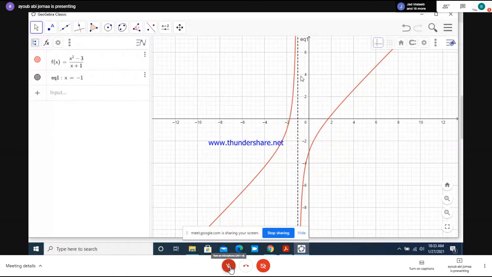Here you have a horizontal and a vertical asymptote, x equal negative 1. Now we proved we are going to find the limits. x minus 3 over x squared minus 3 over x plus 1.